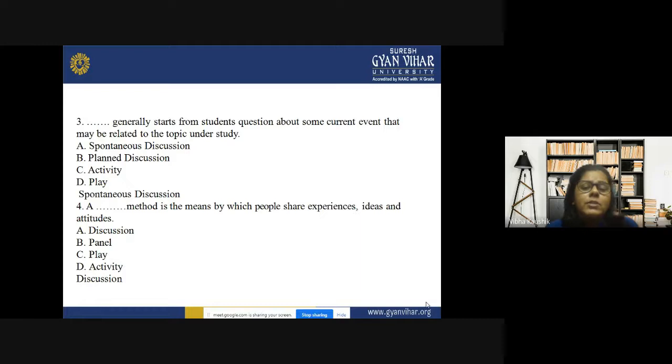A dash method is the means by which people share experiences, ideas, and attitude. What do we call that idea?